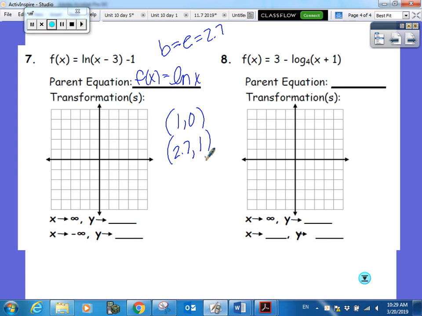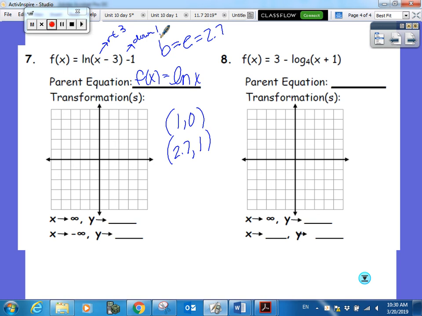This right here, inside, so parentheses. This moves it right 3. This moves it down 1. Parentheses come before add and subtract. So I would move it right 3 and then down 1. But if you graphed it in the opposite order, you would still get the same answer on this one. Okay, but if you just always follow PEMDAS, you don't have to worry about that.